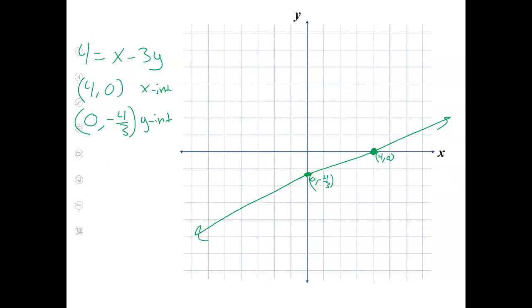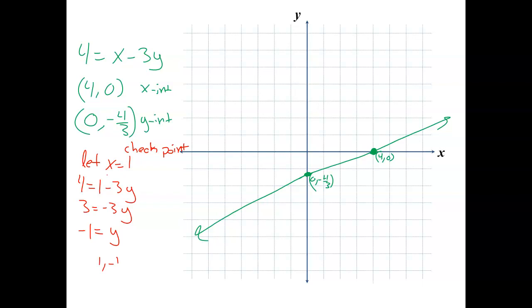So let's let x equal 1. This is kind of our checkpoint, because it's always a good idea to have 3 points to make sure everything's in line. So 4 equals 1 minus 3y. 3 equals negative 3y. Negative 1 equals y. So I have an ordered pair at 1, negative 1. If that's on my line, or at least really close to it, then I know I did everything right.